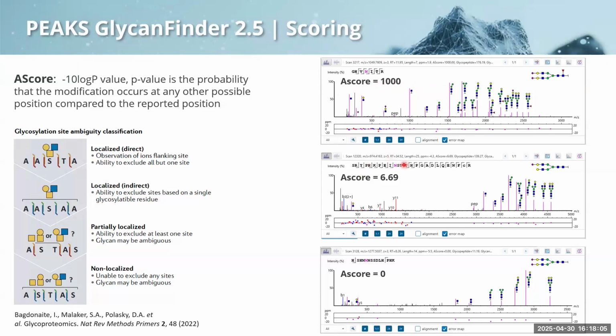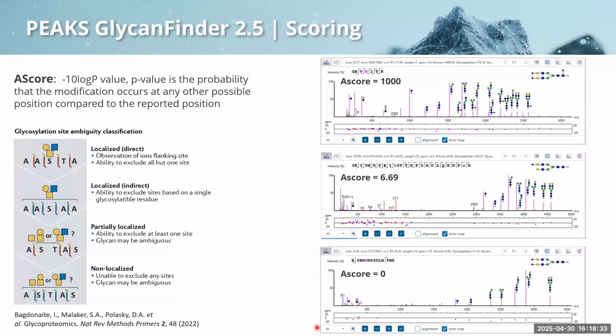In the second scenario, we don't have that ability to exclude. There are multiple asparagines in the sequence. As well, there's some poor fragmentation around the one that was actually assigned. And so this one has a little bit of a lower A score. There's still some confidence because you do get some fragmentation between the two possible sites, but it's not quite as confident as the first result.